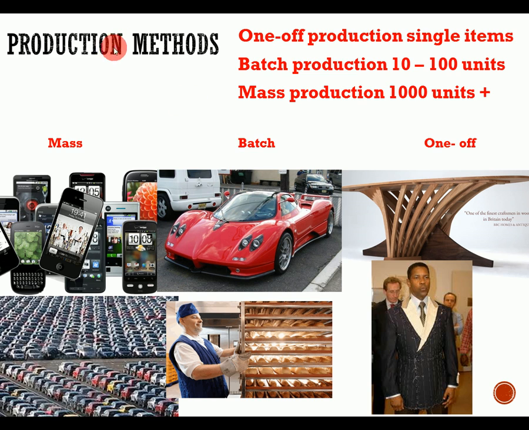So let's look at these production methods. There's one-off production. This is a single item, often bespoke furniture, stuff like that. Batch produced items, 10 to 100 units, maybe up to 1,000 units, but no more. And these are things like these baked rolls are batch produced. Mass production is 1,000 units plus. Anything over 1,000 units is mass production. And these are characterized by phones or plastic bottles. Consumer items.